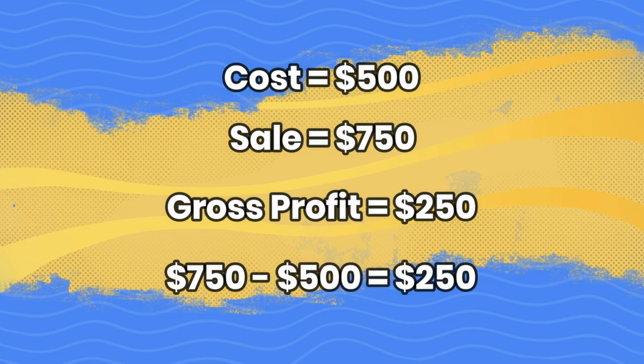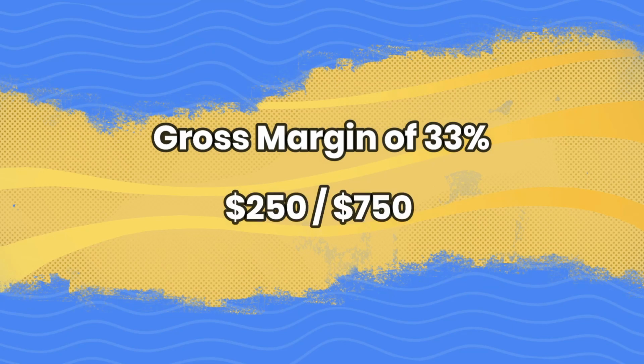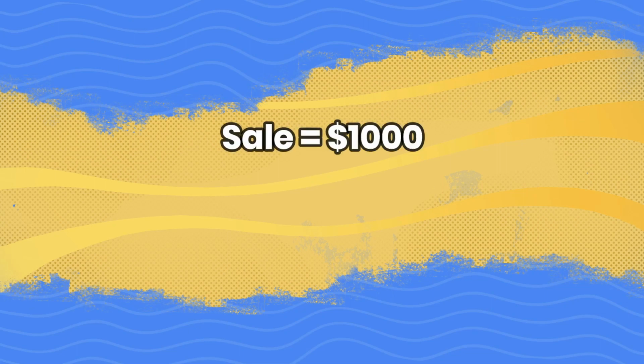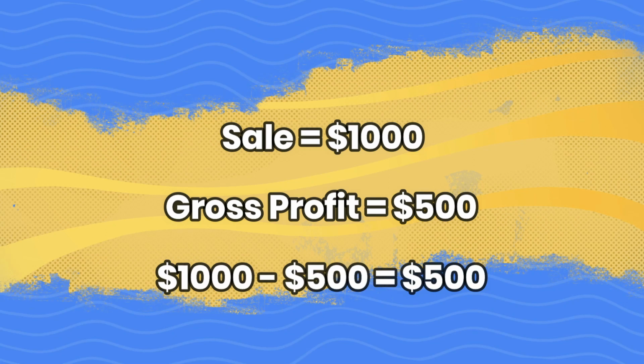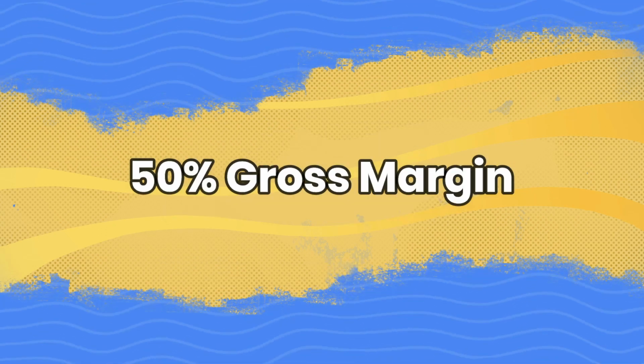This translates to a gross margin of 33%, which is $250 divided by $750. However, if Apple manages to sell the same iPhone for $1,000, the gross profit increases to $500, which is $1,000 minus $500, resulting in a 50% gross margin.